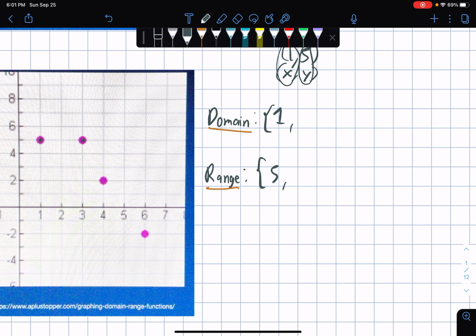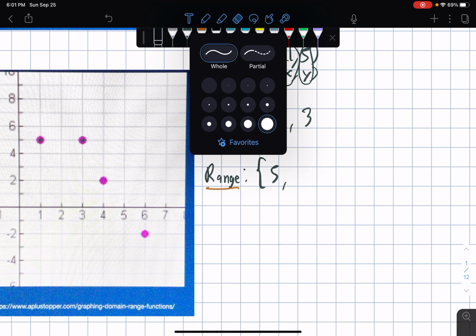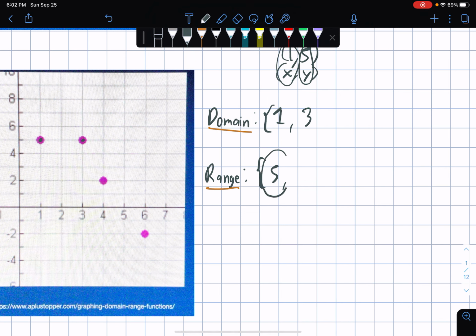Number three, that's our domain, and for our range, it refers to 5. Still 5, we don't have to write it 2 times. If we have the same integer already written, we don't have to write the same integer again. So the third coordinate, it's 4 and 2. For the last coordinate, we have 6 and -2. So these are the final answers.